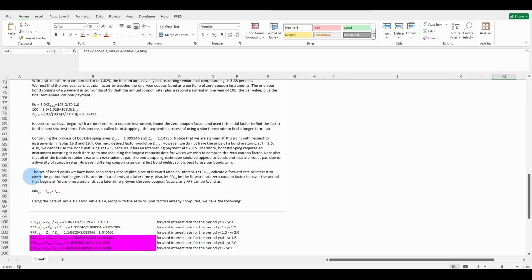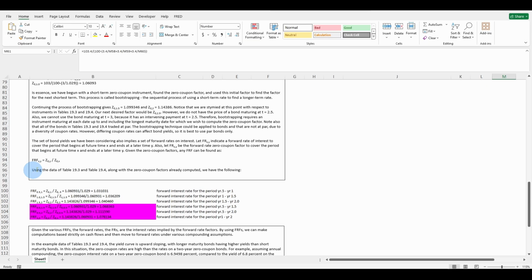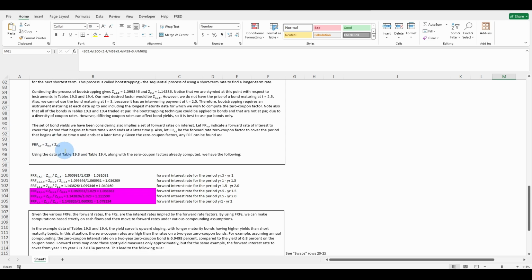Let f of r, x of y indicate a forward rate of interest to cover the period that begins at future time x and ends at a later time y. Also, let f of r, x of y be the forward rate coupon factor to cover the period that begins at future time x and ends at a later time y. Given the zero coupon factors, any FRF can be found as FRF of x, y equals z of 0 y divided by z of 0 x, using the data in table 19.3 and table 19.4, along with zero coupon factors already computed.